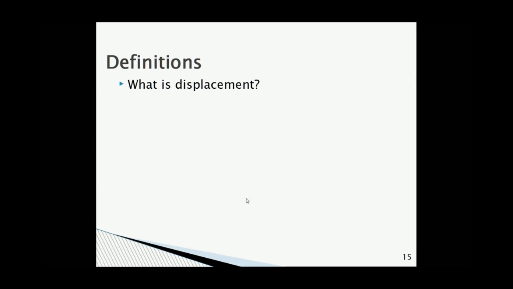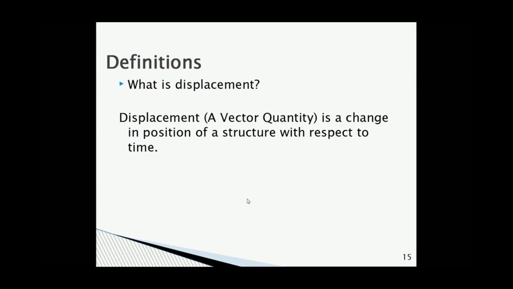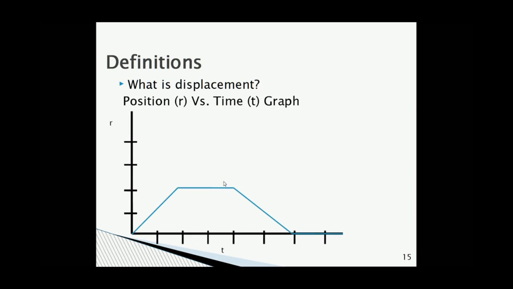What is displacement? Displacement, which is a vector quantity, just like gravitational force is a vector quantity, so it's expressed in both magnitude and direction, is a change in position of a structure with respect to time. Now let's look at displacement graphically. Here is a position, which is represented by r on the vertical axis, versus time, which is represented by t on the horizontal axis graph.